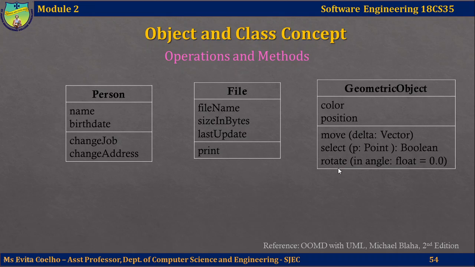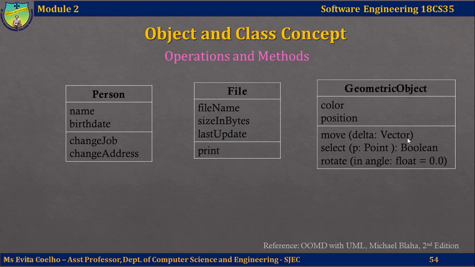Let me take another operation, rotate. So when you want to rotate an object, the parameter or the argument the rotate operation takes is inAngle, and the type of this argument is float. The default is 0.0. So let me give you a little more detailing on this. So here the first operation just takes an argument delta of type vector.